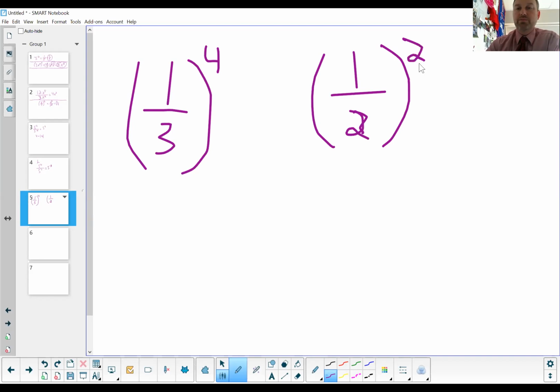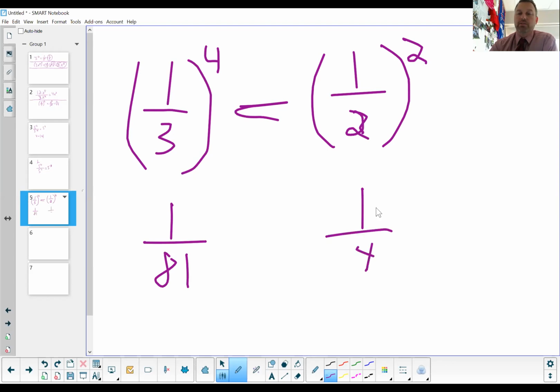Sorry, it's so slow. Okay, so what you're going to do is evaluate each of these and see which one is bigger. You're going to circle the bigger one. All right, so this ends up being 1 over 81. This ends up being 1 over 4. So which one is bigger? Obviously, this one. Think pizza. You want 1/4 of a pizza, or do you want 1/81st of a pizza? Obviously, 1/4 is bigger.